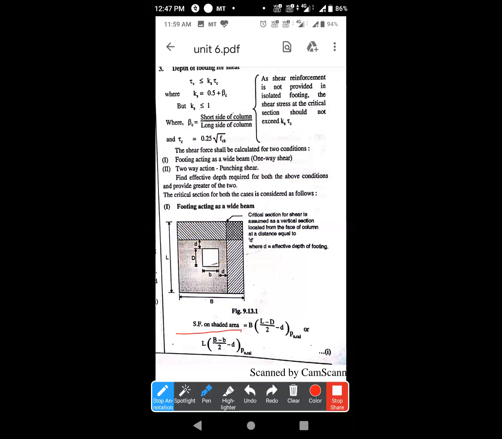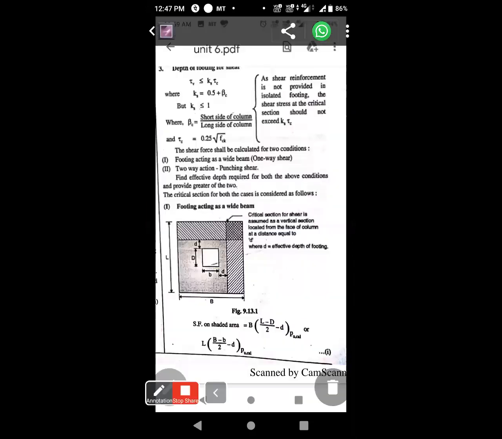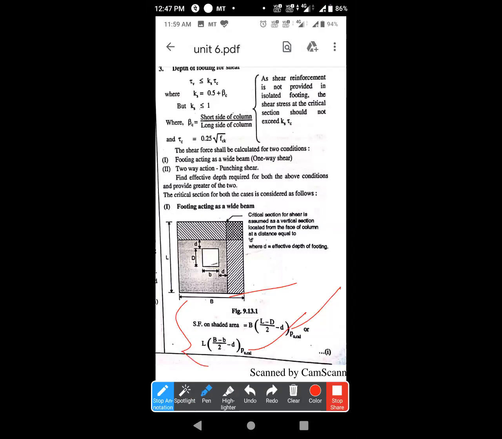Okay, shear force on shaded area is B into (L minus D upon 2 minus d) into Pu. Pu is nothing but the upward soil pressure, the calculation for which we have seen. Next, whichever is greater, it may be this or maybe this, whichever value is greater, that you have to take.